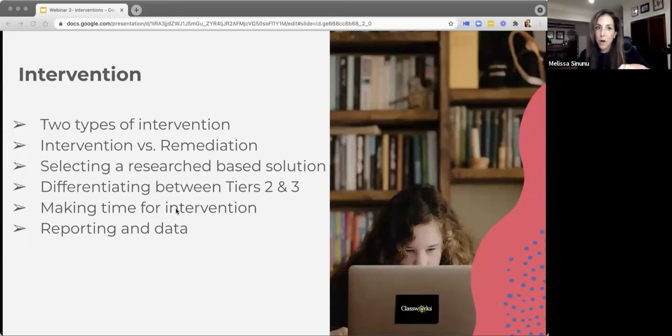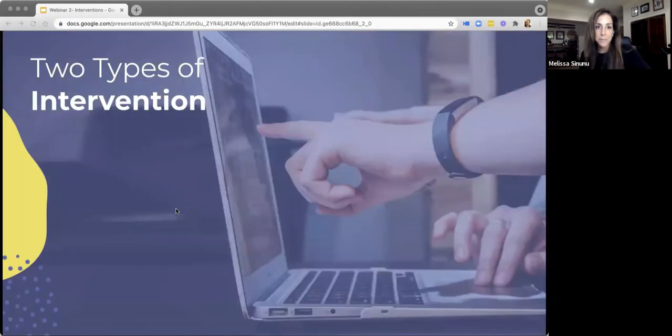In today's webinar, we will go over the following aspects of interventions for excellent RTI MTSS processes. We will discuss the 2 most commonly accepted types of interventions, the difference between intervention and remediation, selecting a research-based solution, effectively differentiating your interventions between Tier 2 and Tier 3, strategies for building interventions into the school day, and finally, the reporting and data that help ensure success.